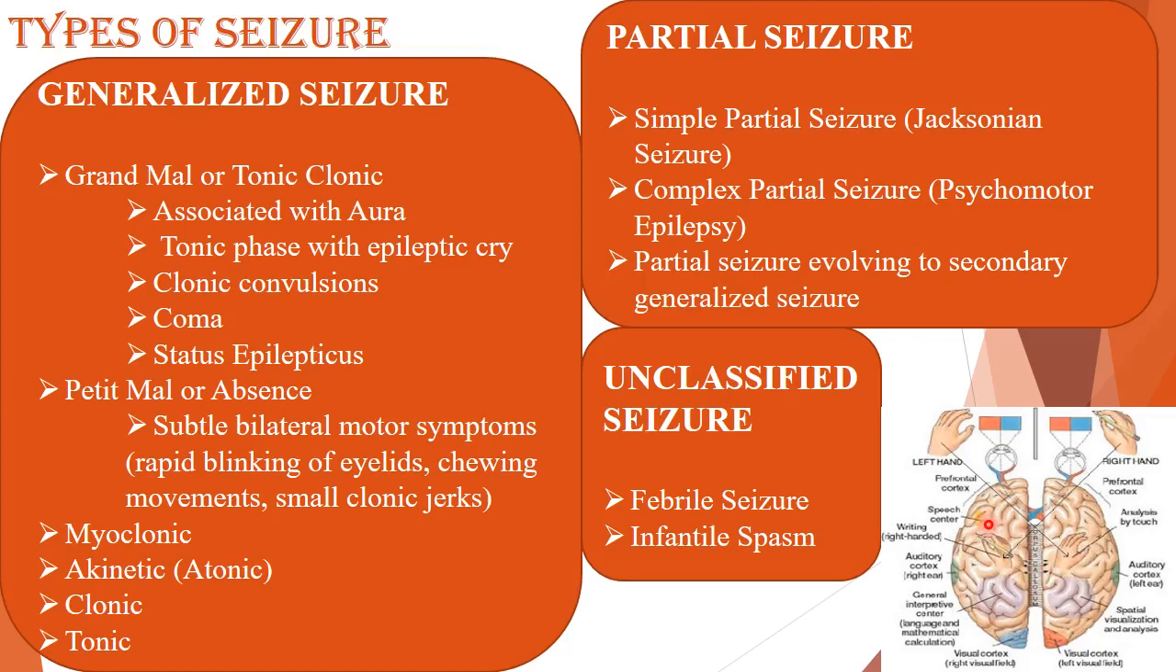All right. Now, this generalized seizure has so many types: grand mal or tonic-clonic, petit mal or absence, myoclonic, akinetic, clonic, as well as tonic. Now, just a brief introduction. In grand mal or tonic-clonic seizures, as this one is a generalized seizure, the whole cerebral cortex will be affected.